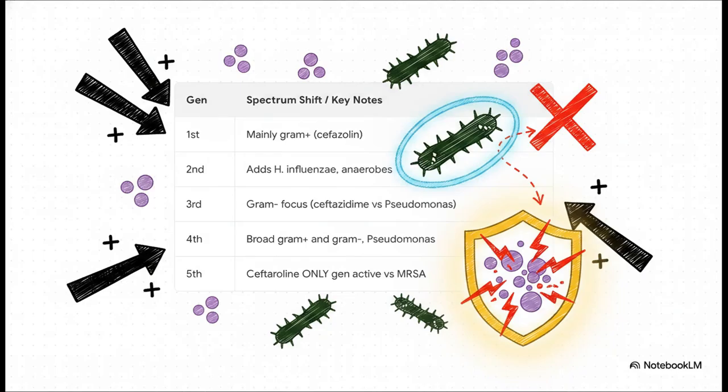You absolutely must master these cephalosporin generation spectrum shifts, and definitely pay special attention to ceftazidime and ceftaroline as high-yield exceptions. Generally speaking, as you move from the first to the third generation, you lose gram-positive potency, but you gain massive gram-negative coverage. But look closely at the third generation. Ceftazidime is an absolute outlier. It's the only third-generation cephalosporin active against Pseudomonas, but, and this is a big but, it sacrifices all gram-positive activity to do so. Then jump down to the 5th generation with ceftaroline. This is your holy grail for resistant staph, because it is literally the only cephalosporin active against MRSA.